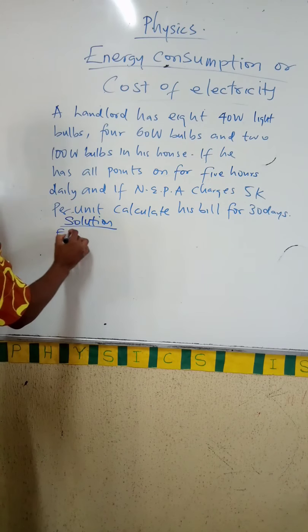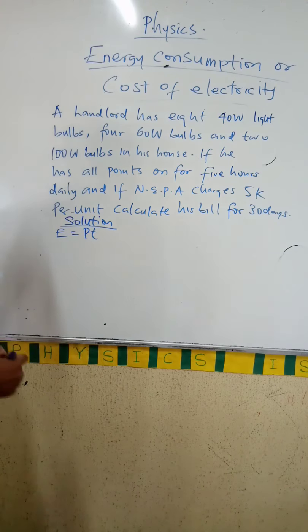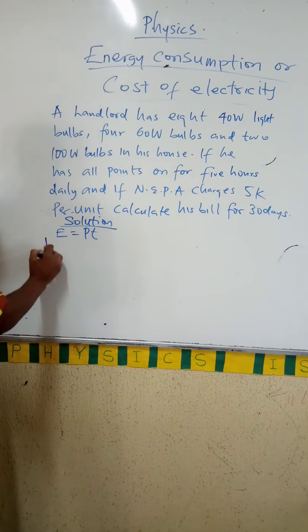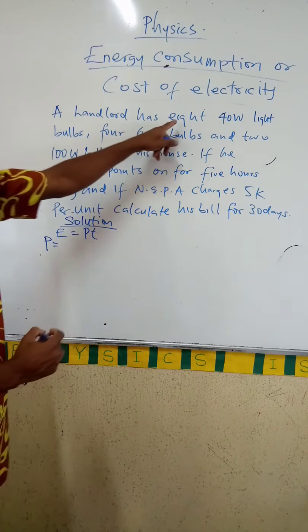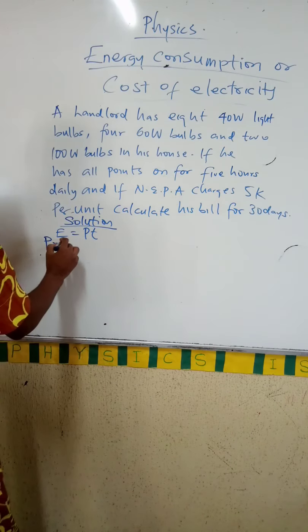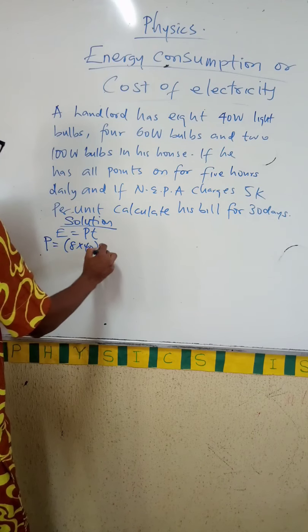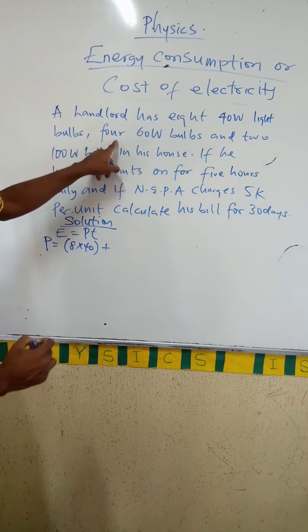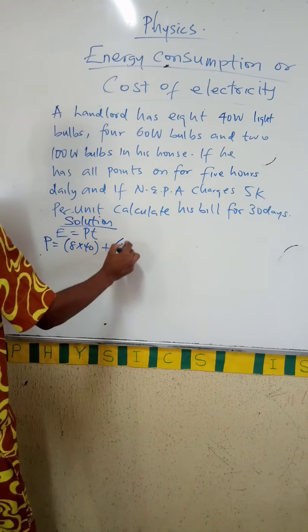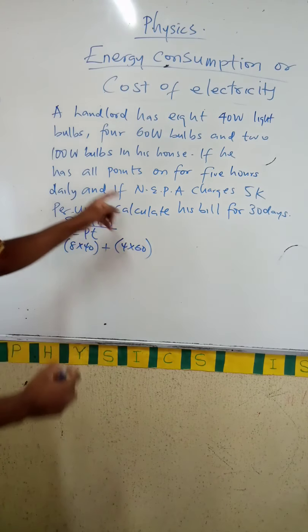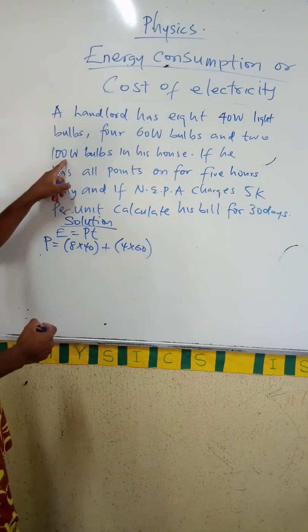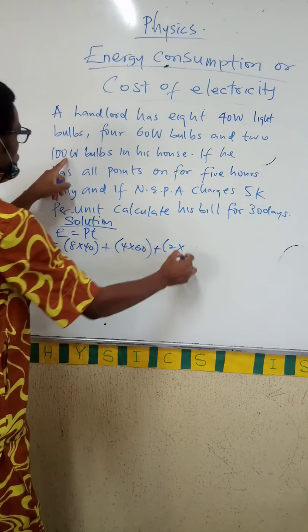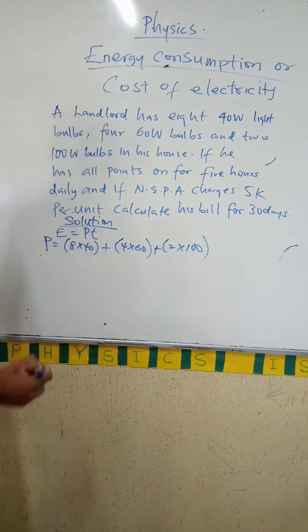we use E equals P times T, where P is the power and it must be in kilowatts, and T is your time, it must be in hours. So let's get all our P's. So the landlord has eight 40 watts, 8 times 40, and four 60 watts, 4 times 60, and 200 watts in his house. So that is the total power.